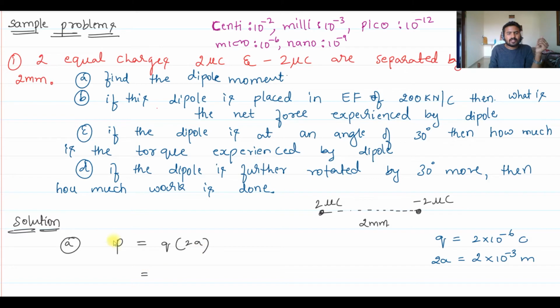So what is going to be my dipole moment then? Q is 2 into 10 to the power of minus 6. 2a itself is 2 into 10 to the power of minus 3. Your unit is going to be coulomb meter. It's not centimeter, it is coulomb meter. Be careful, some people will take a as the distance between two charges. Don't ever make that mistake. 2a itself is the distance between the two charges.